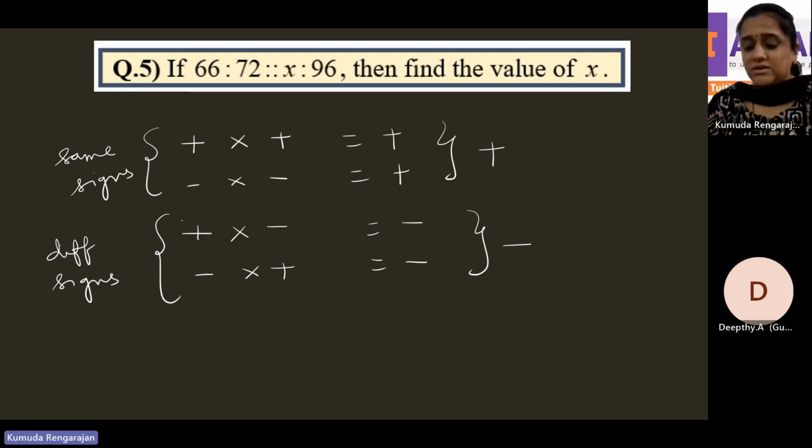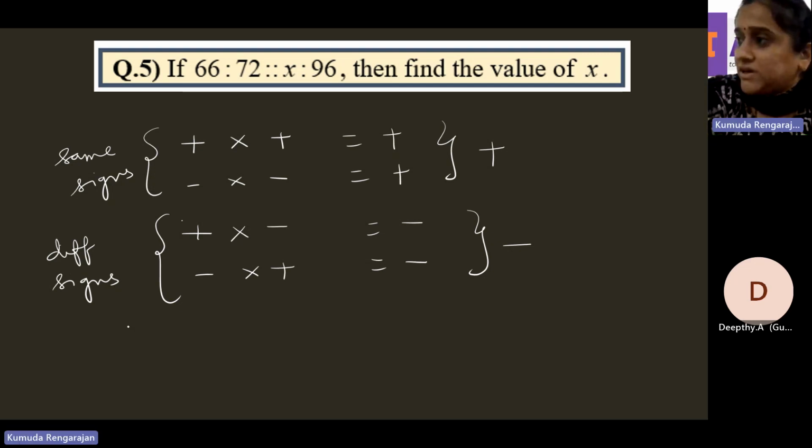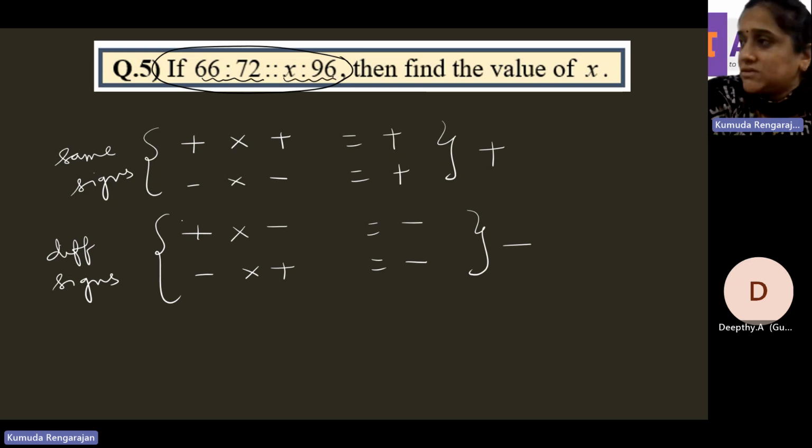Taking the question? Yeah. So now if it is given like this, what do you understand? If it's given like this, that means it is in proportion, because how is it given? 66 is to 72 is as to x is to 96. That means it is in proportion. That is why it's given in this form. It means that the four numbers are in proportion. Correct? So what is the rule? Product of extremes is equal to product of means.